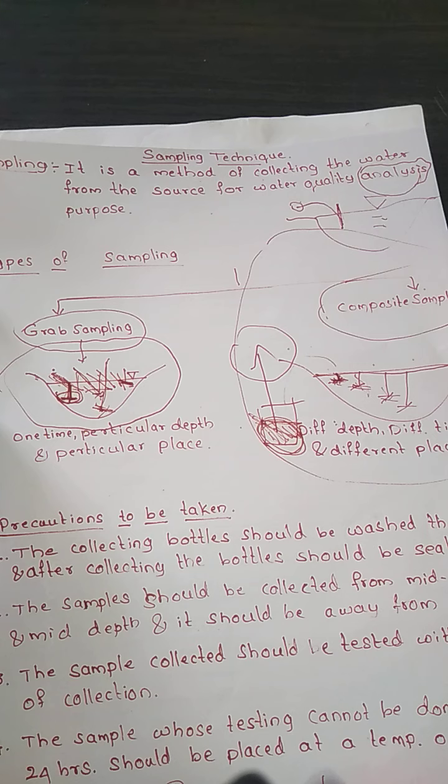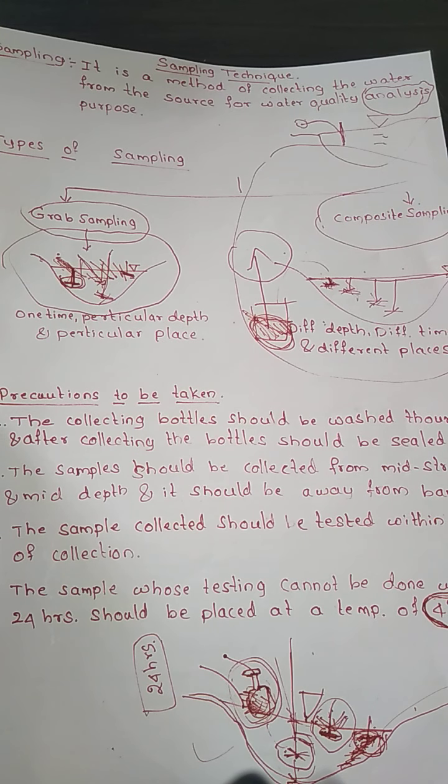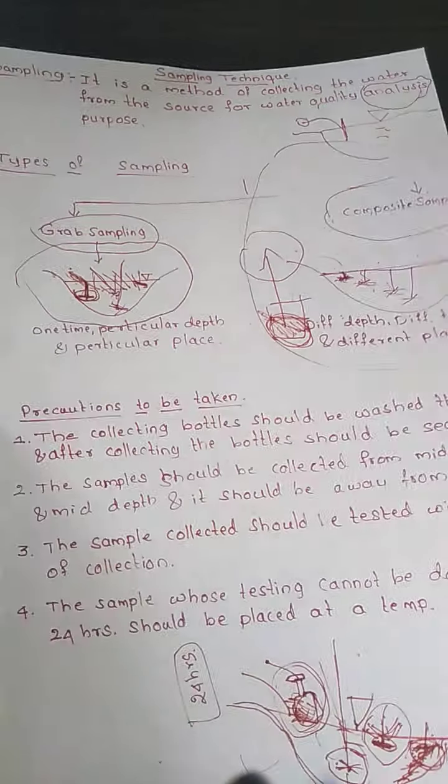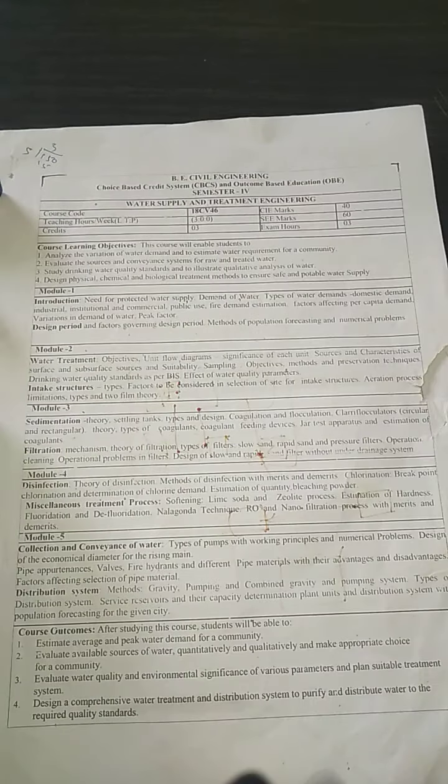Precautions: the collecting bottle should be thoroughly washed, and after collecting, the bottles should be sealed properly. The samples should be collected from midstream and mid depth, and away from the banks. The sample collected should be tested within 24 hours of collection. If testing cannot be done in 24 hours, it should be tested by keeping the water sample at 4 degrees Celsius. So this is regarding your sampling.